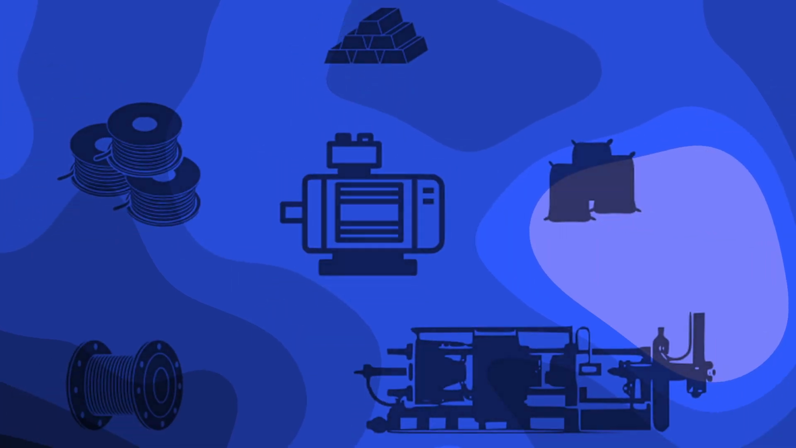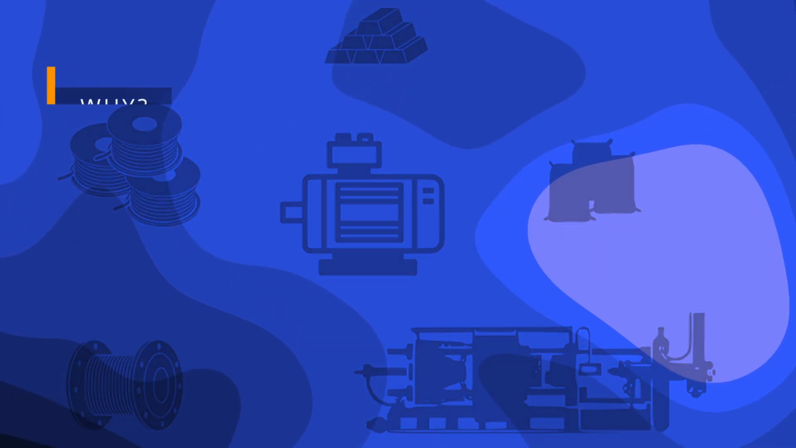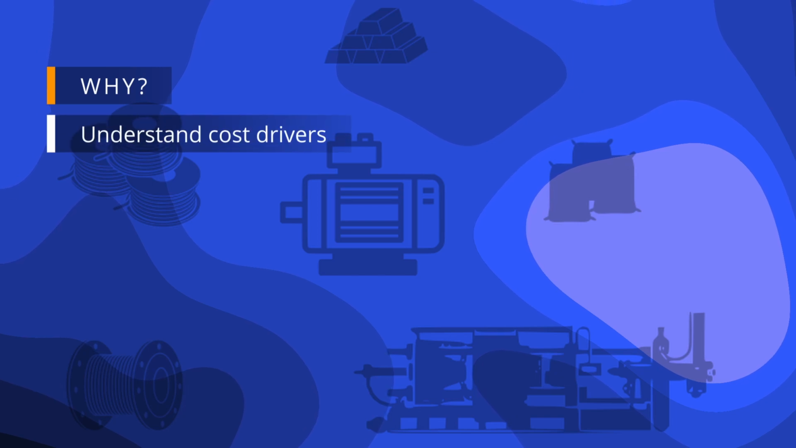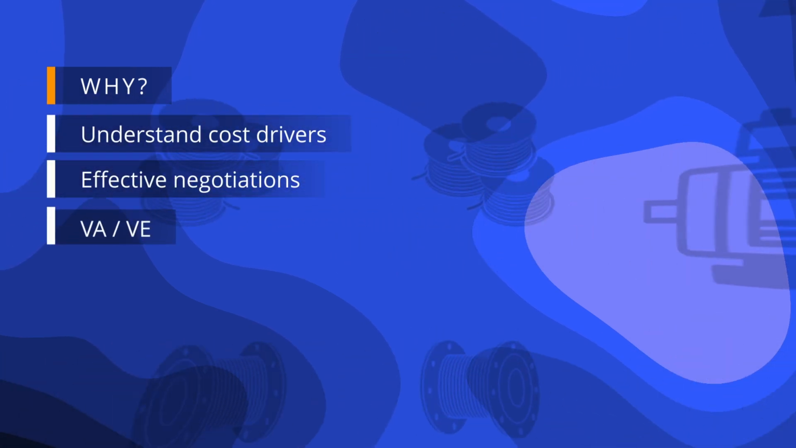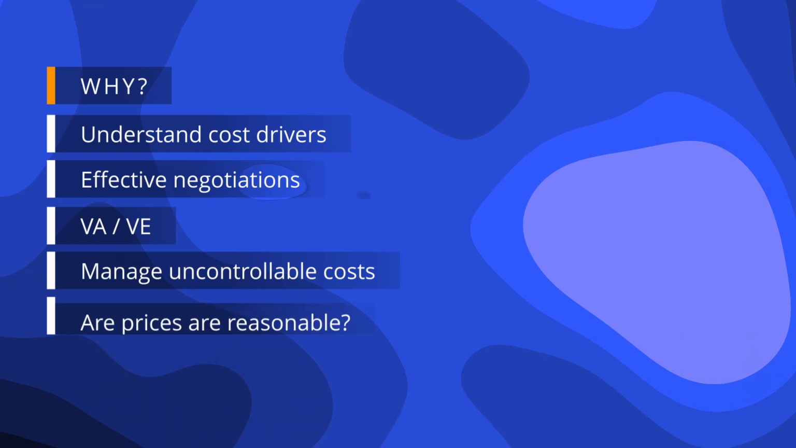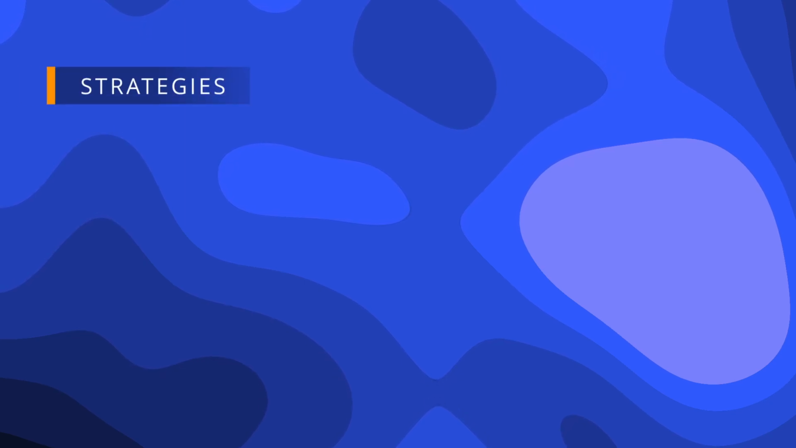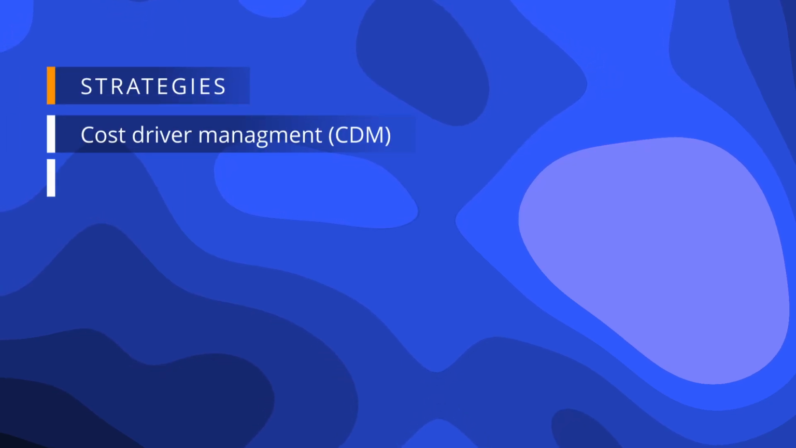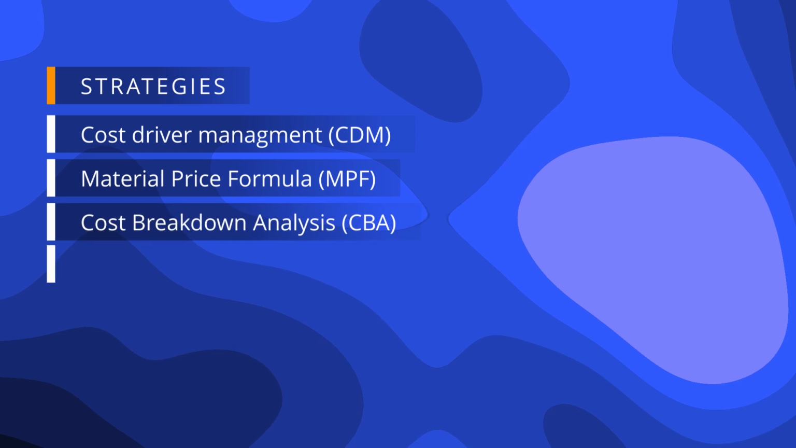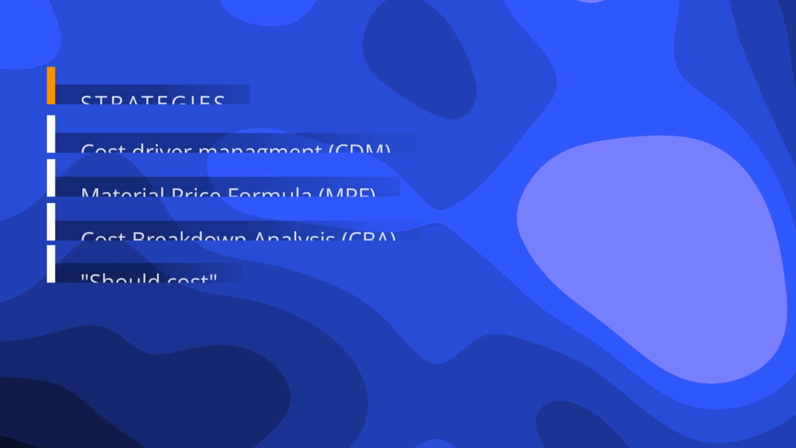World-class sourcing teams break down the costs of the parts they buy as a way to understand cost drivers, improve effectiveness of negotiations, focus engineering efforts, manage risk from uncontrollable costs, and most fundamentally, to find out if prices are reasonable. You may have known this technique under different names, such as cost driver management, material price formulas, cost breakdown analysis, and should cost. In the past, we had to rely on spreadsheets, but scaling them across multiple commodities, thousands of parts and hundreds of suppliers became unwieldy and error-prone.